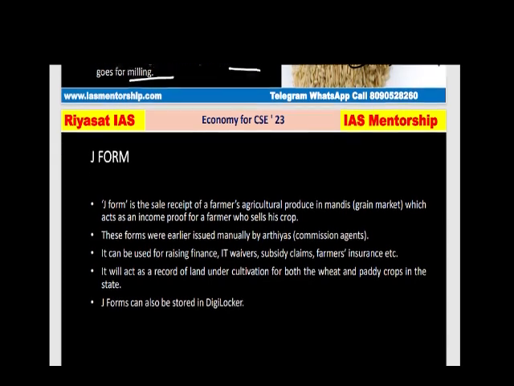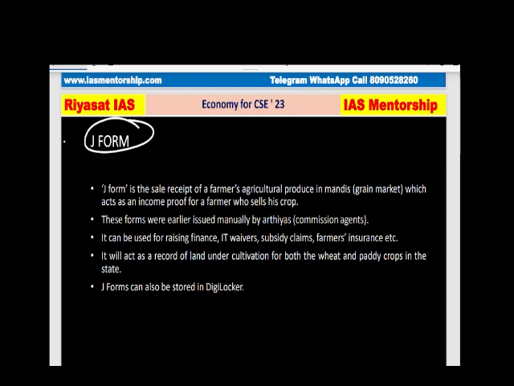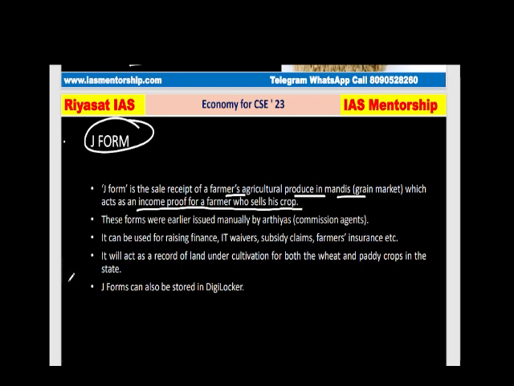Clear? Fine. Let us move ahead and see what is J form. It's a very new thing, I must say, and I think that most of you may not be knowing about this. J form, basically, it's a receipt. Receipt of what? Receipt of a farmer's agricultural produce in mandis. एक फार्मर कितना मंडी में प्रोड्यूस किया है उसका रिसीट है. It's an income proof for a farmer who sells his crop. So J form is income proof of a farmer who is selling crops in the mandi.